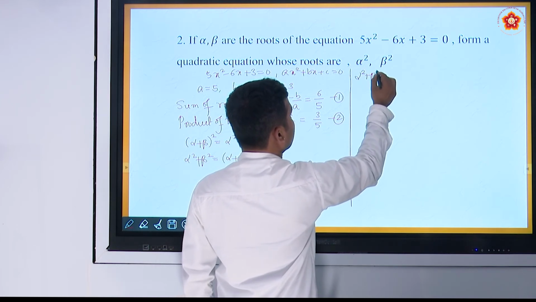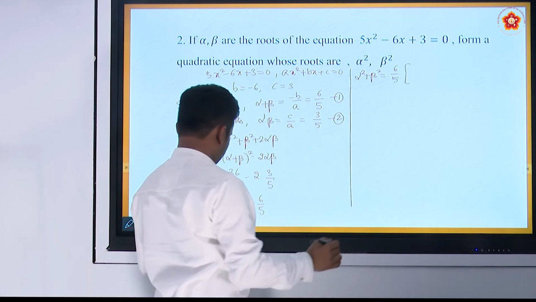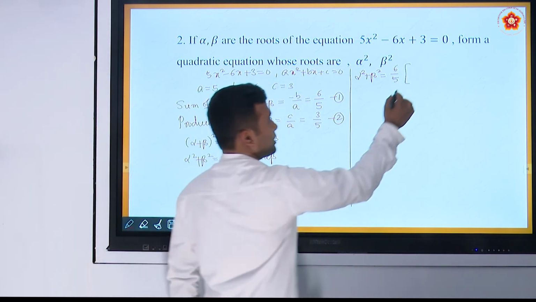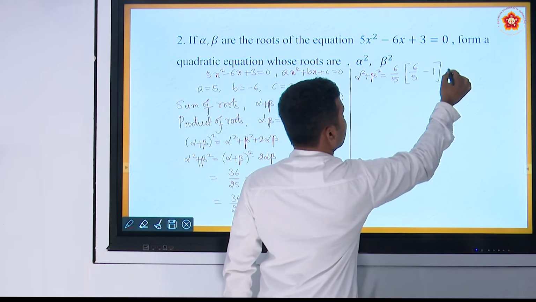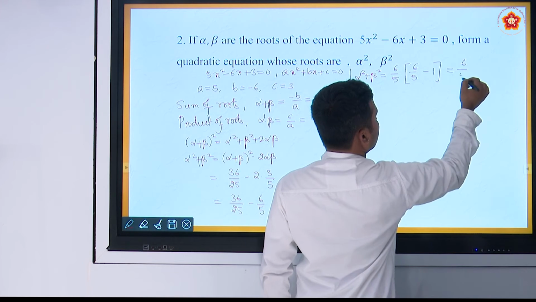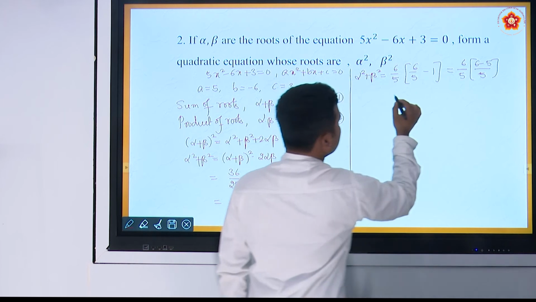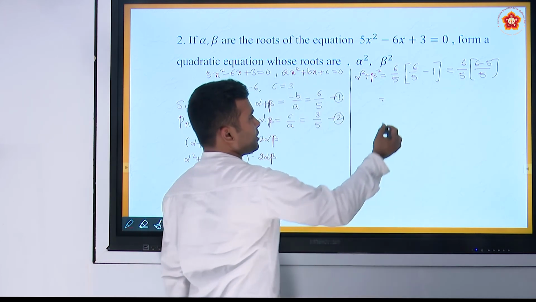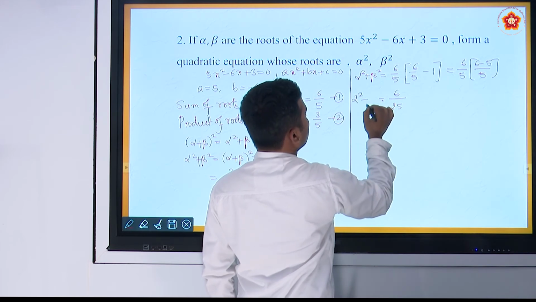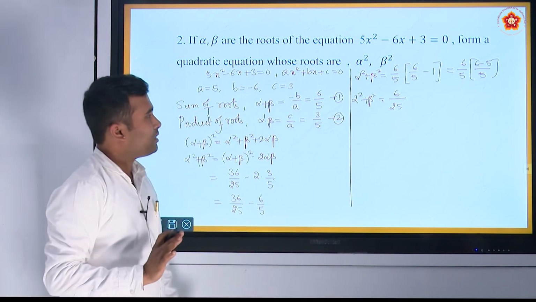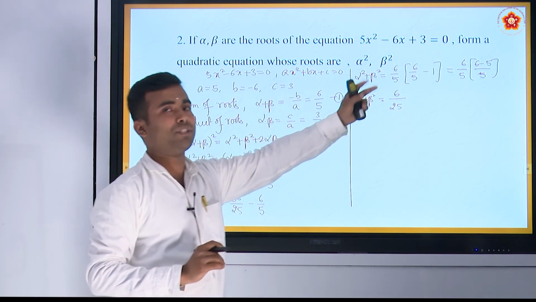See, from this I take 6 by 5 as a common term. Alpha square plus beta square is equal to 6 by 5, and if I take 6 by 5, so here what is left? 6 by 5 itself. 6 by 5 minus 1, and simplify this, which is equal to 6 by 5 into 6 minus 5 divided by 5. So what is this? 6 minus 5 is 1. 1 into 6 is 6, divided by 5 into 5, which is 25. This is what alpha square plus beta square is. Okay, now I got the sum of the roots for the quadratic equation which we are going to find.